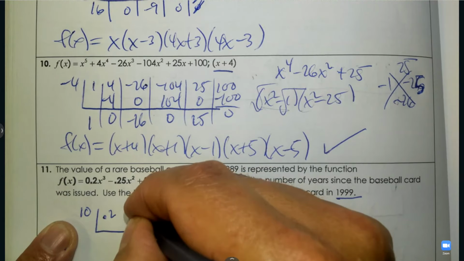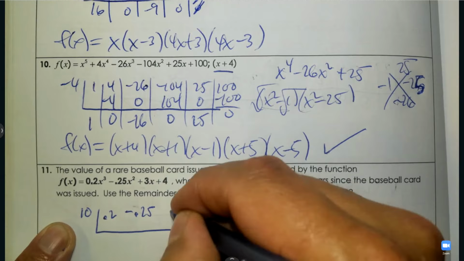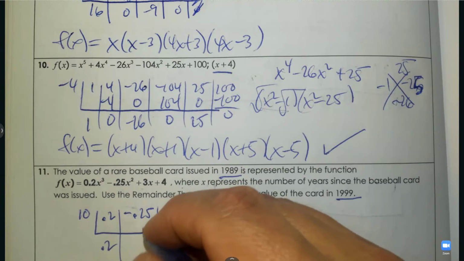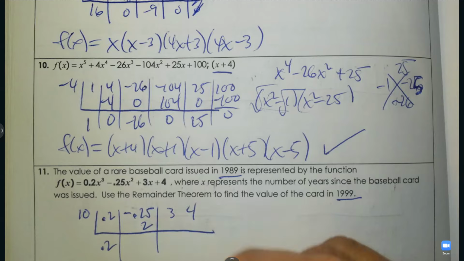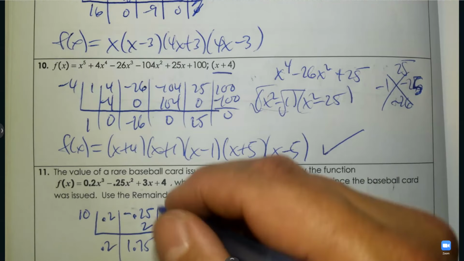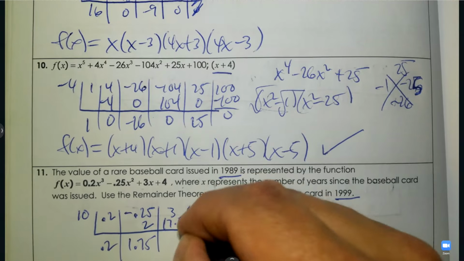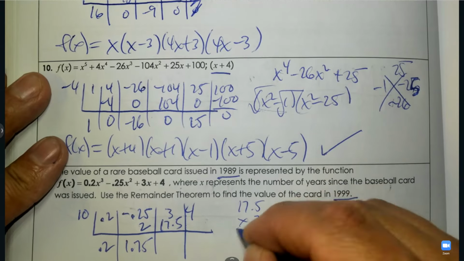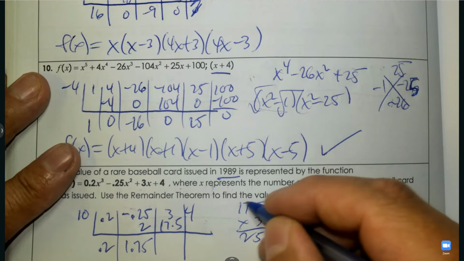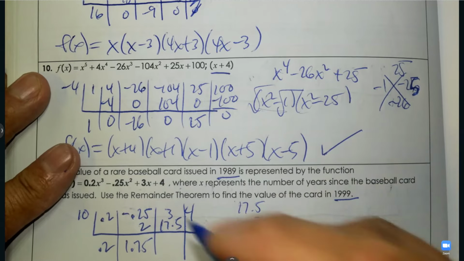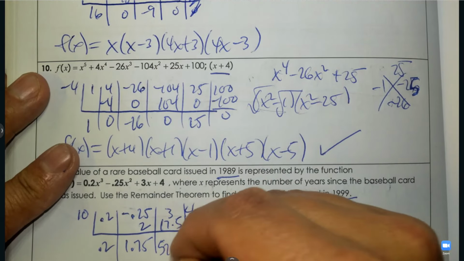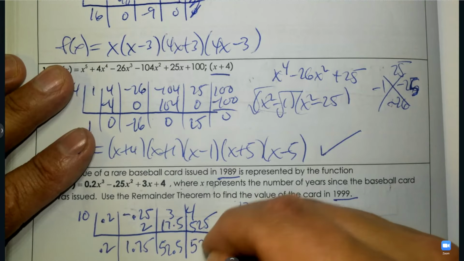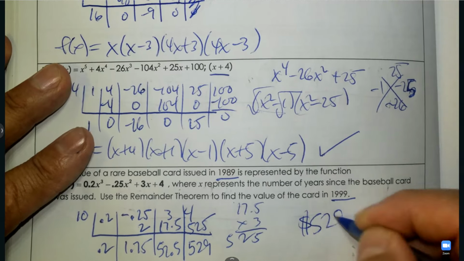So you can go 0.2, negative 0.25, 3, and 4. Let's see if I can do this. So 0.2, 10 times 0.2 is just 2. 2 take away a quarter is $1.75. Multiply by 10. And then 17.5 times 3. 15, 21, 2. That's 5. Move the decimals. That's 52.5. And then times 10. That's 525. And then add this up. And the price of the card is $529.